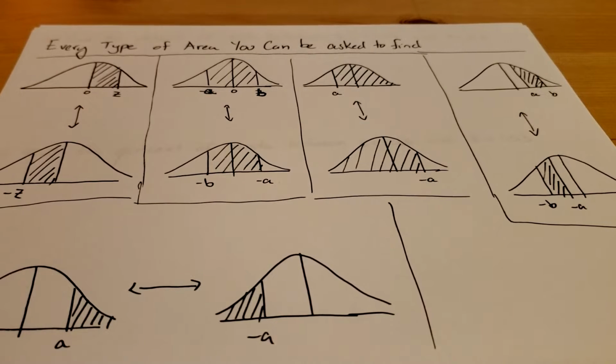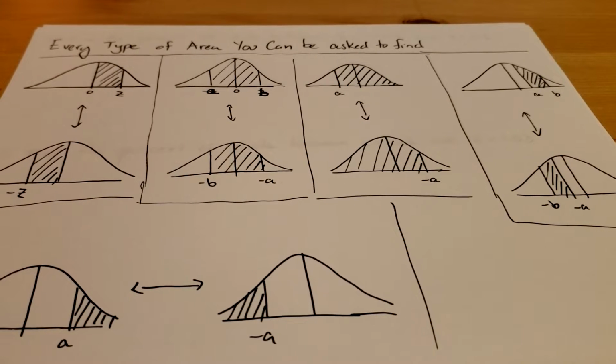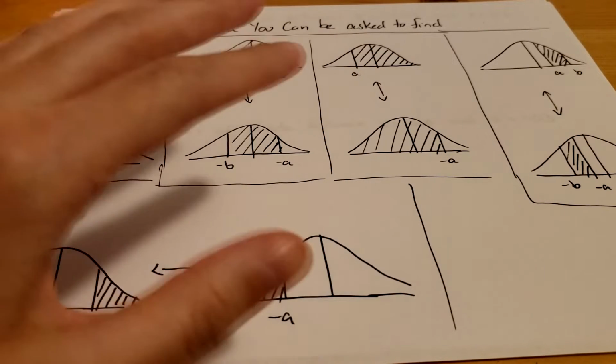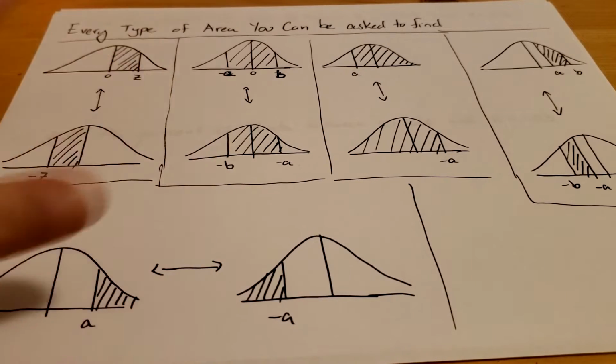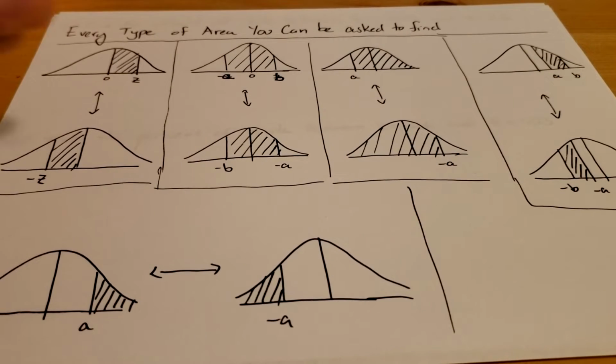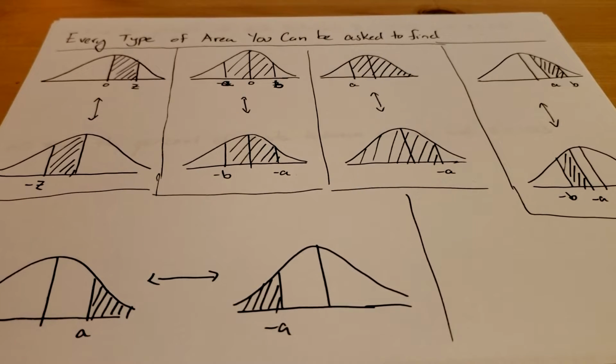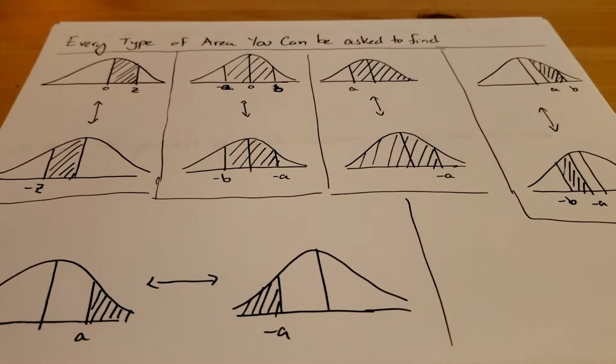Right, now we're going to be talking more about every different type of area that you can be asked to find underneath a normal curve. Every picture that you see here shows the only types of area they can possibly ask you to find in any normal curve problem. There's no other type of area they could possibly ask you to find.